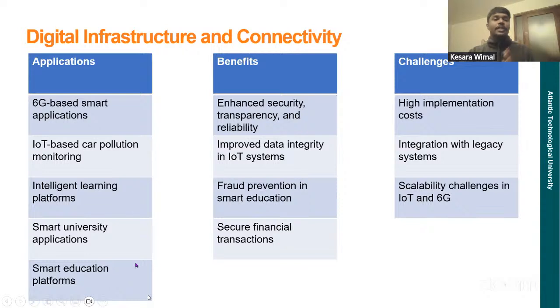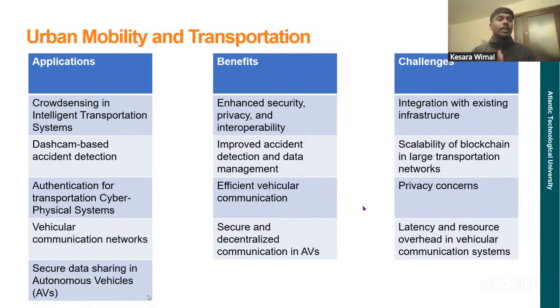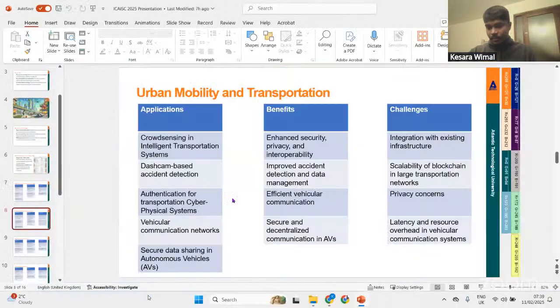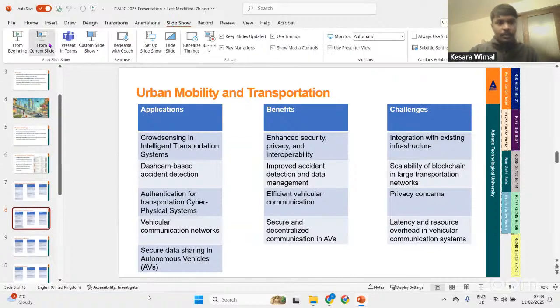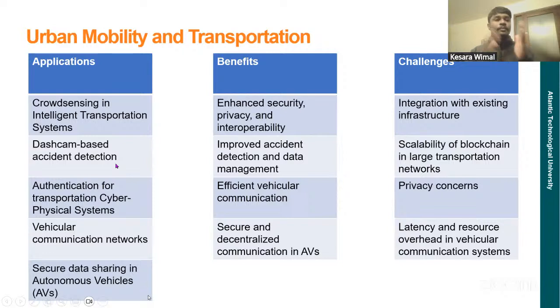All of these things I'm discussing are from already published literature. This is a narrative review or a literature review, so all of this is based on already published research and work. Then we go next to our second component, urban mobility and transportation.